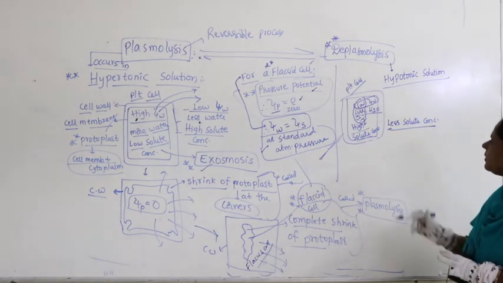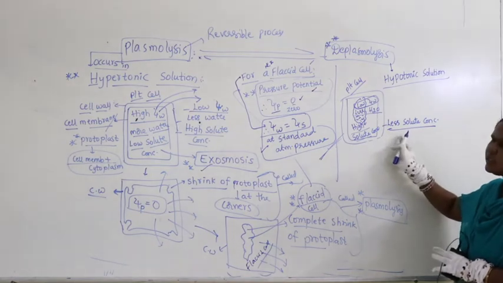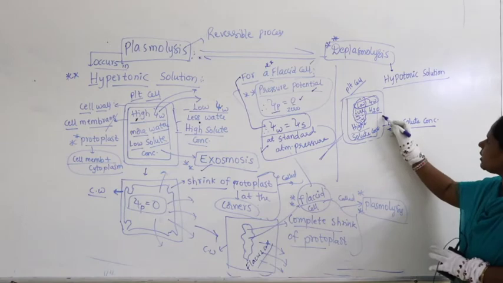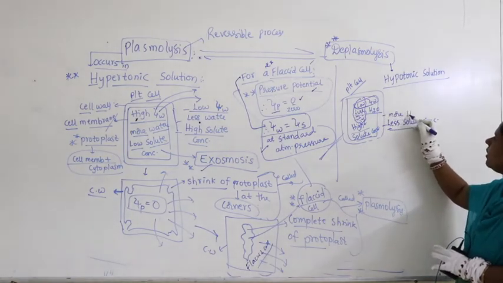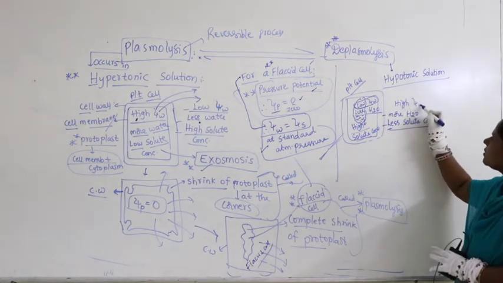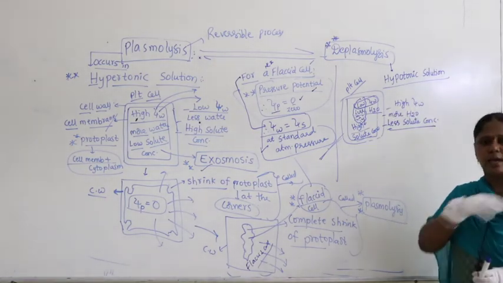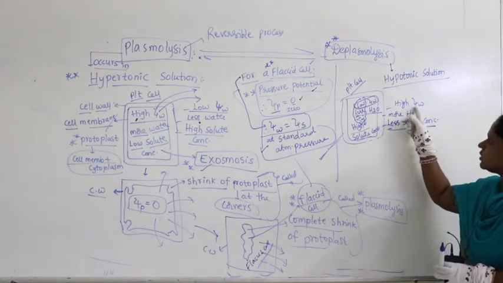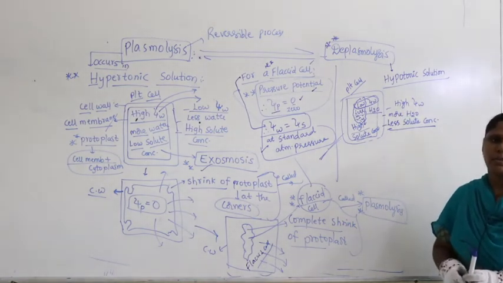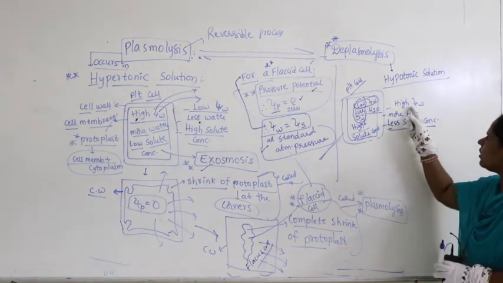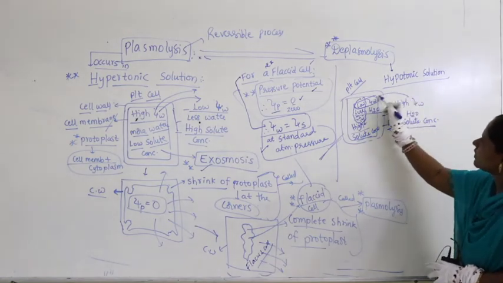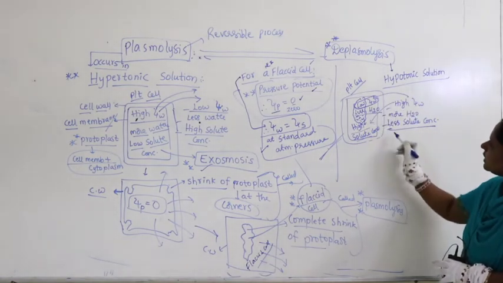Okay. So what happens outside the cell? Here, the external solution contains less solute, which means automatically you find more water. When you find more water, you find higher water potential. The external solution has higher water potential. When the external solution has higher water potential, movement happens from where to where? Higher water potential to lower water potential. So water starts moving from outside the cell into inside the cell.